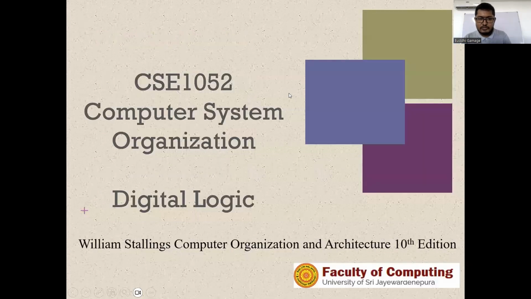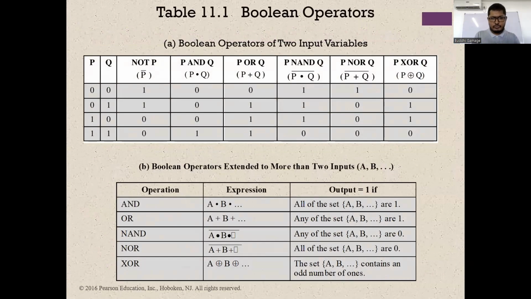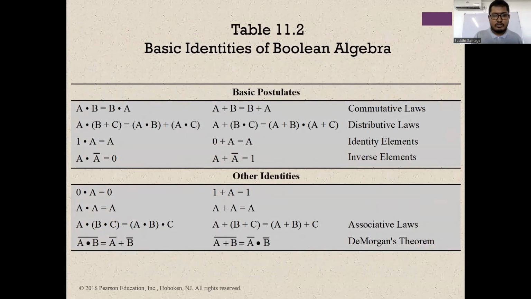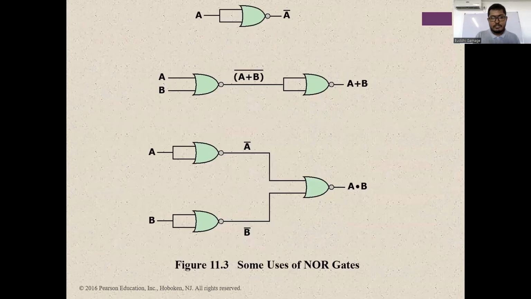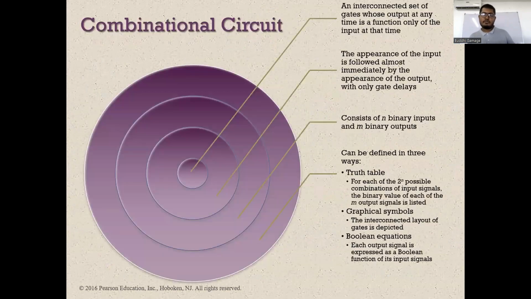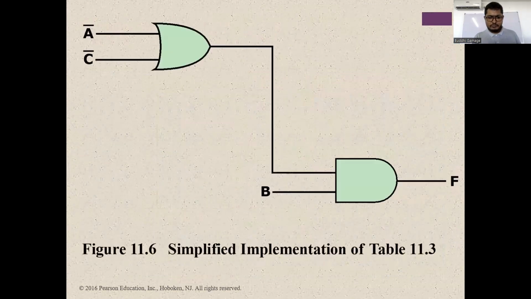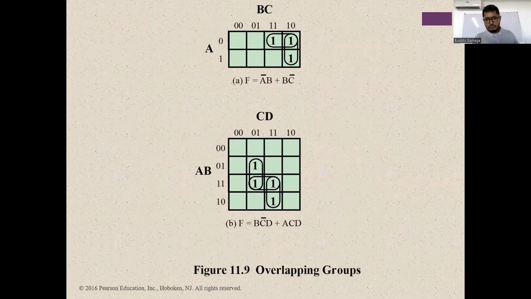So last week we did gates and some operators. Today I will go through Boolean algebra and how to simplify your Boolean expression, and sum of products and product of sums.